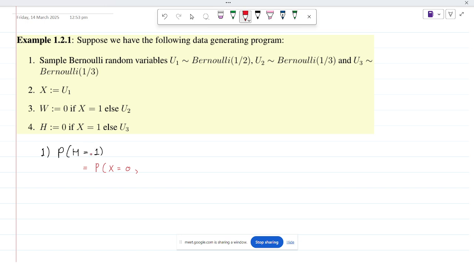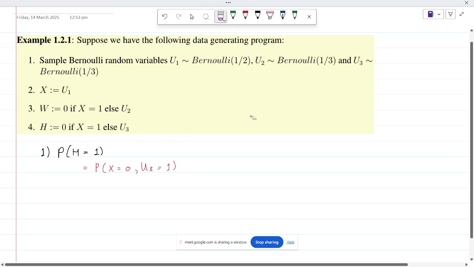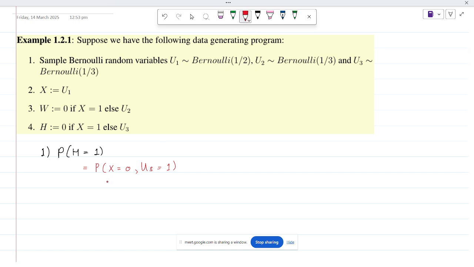So suppose अब हमने देखना है कि H 1 है या नहीं है, and if H is 1 it means that X is certainly 0, and then if X is 0 then H is equal to U3, right? So U3 must be equal to 1 as well in order for H to be 1. So this is what I'm trying to find. All right, so probability of X equals 0 and U3 equals 1.